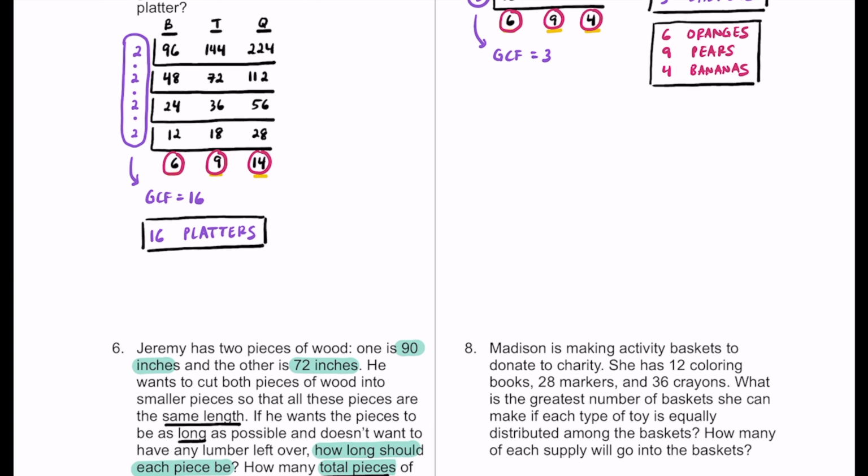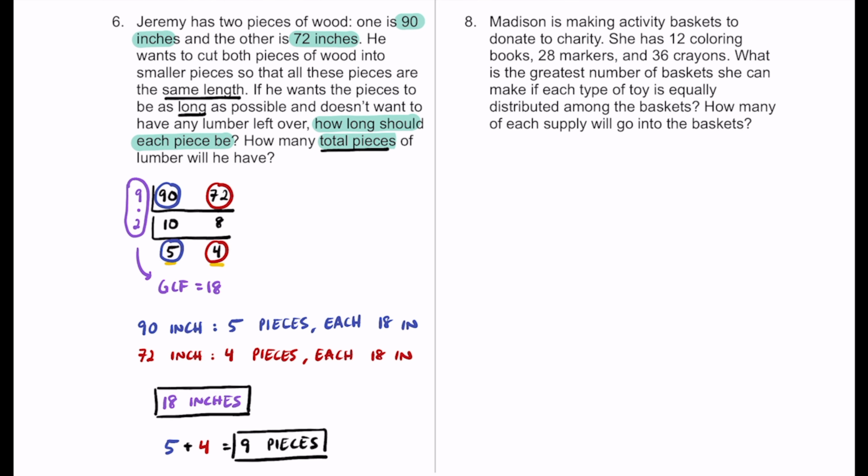And let's take a look at just one more for number 8. We can see here that Madison is making activity baskets to donate to a charity. She's so nice. She has 12 coloring books, 28 markers, and 36 crayons. What's the greatest number? So it's like greatest common factor. Greatest number of baskets she can make if each type of toy is equally distributed among the baskets.